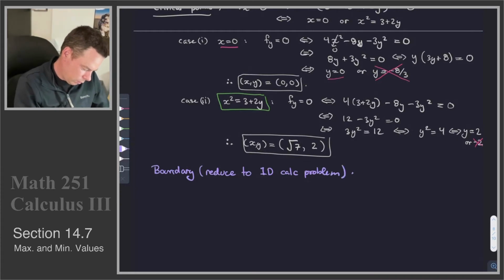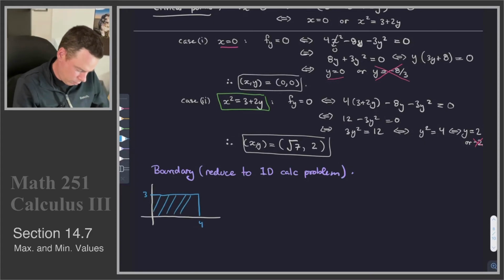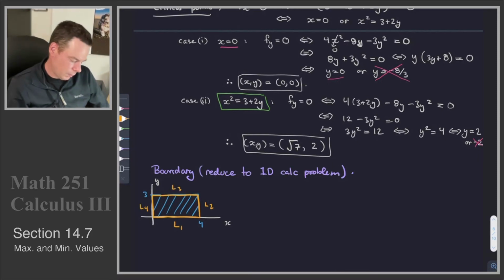And it goes as follows. So we'll redraw our domain, up to 3 over to 4. So there's our domain that we're interested in. And so we'll focus on our domain by looking at the boundary curves. So there's one curve. Let's call that curve L1. There's another one here, which is L2. There's another one here, which is L3. And another one here, which is L4.